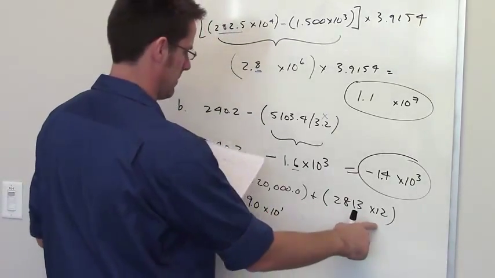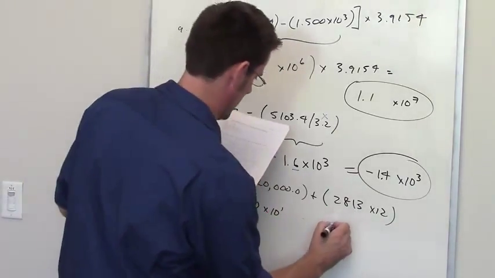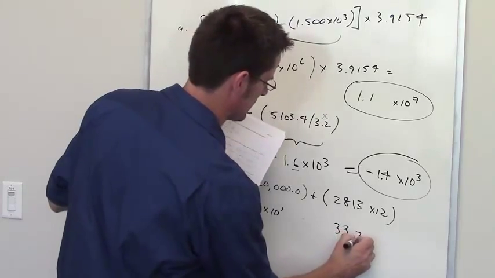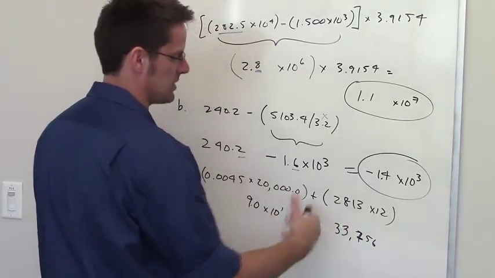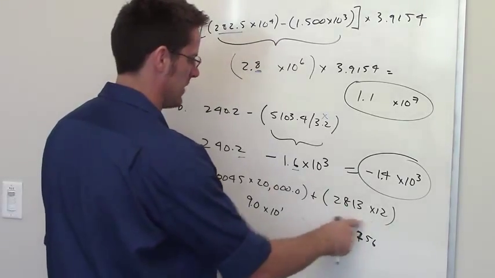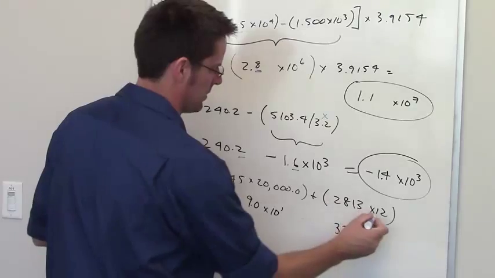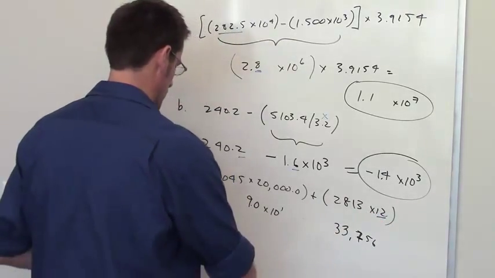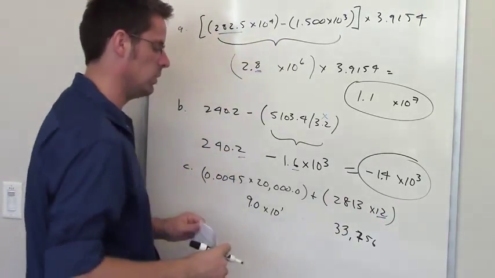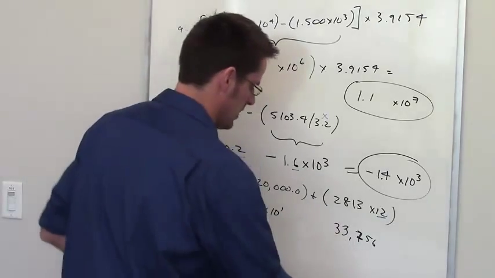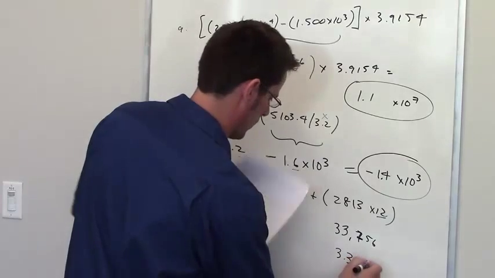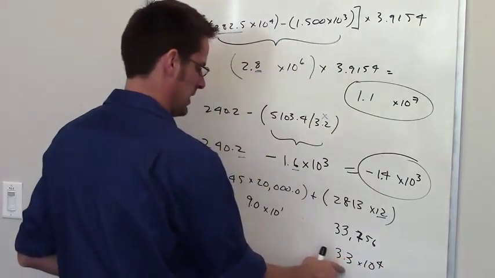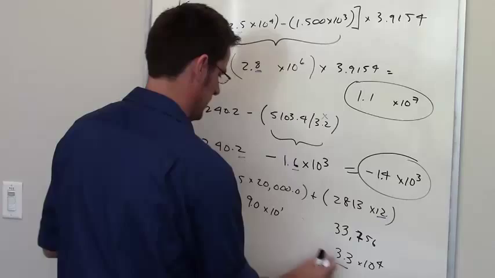Now I take 2013, multiply it by 12. When I do that, I get an answer of 33,756. Keep in mind, however, that I have to round this to the same number of significant figures as whichever of these values has the fewest number of significant figures, which happens to be 12. So I'm going to round it to the place that would only give me 2 significant figures. So I can change this to 3.3 times 10 to the 4th, I believe. That has 2 significant figures right here in the 3.3.